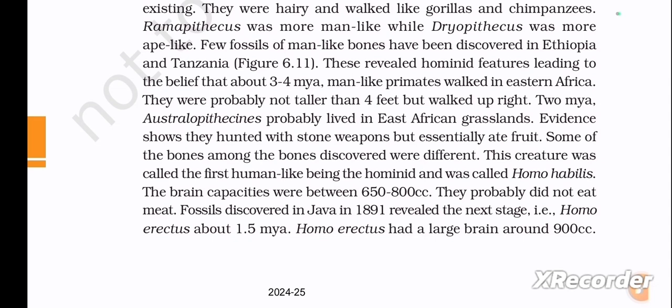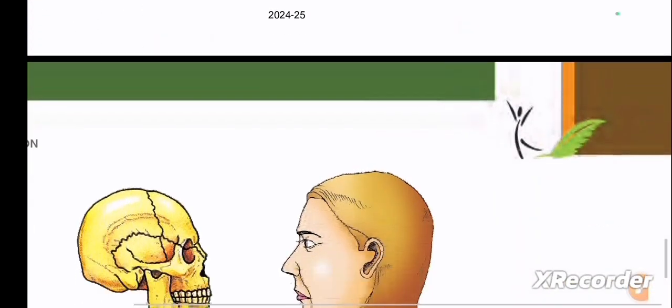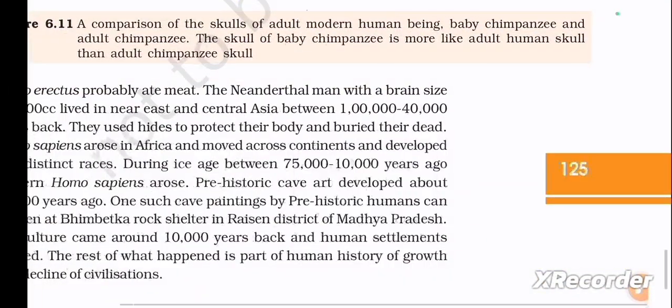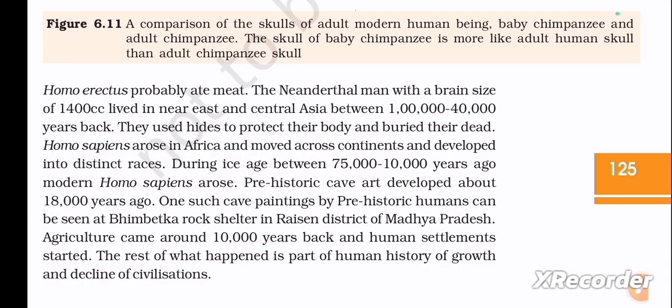Some of the bones among the bones discovered were different. This creature was called the first human-like being, the hominid, and was called Homo habilis. The brain capacities were between 650 to 800 cc. They probably did not eat meat. Fossils discovered in Java in 1891 revealed the next stage, that is Homo erectus, about 1.5 million years ago. Homo erectus had a large brain, around 900 cc. Homo erectus probably ate meat.